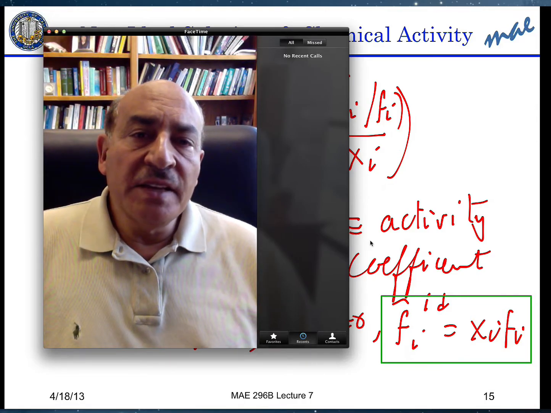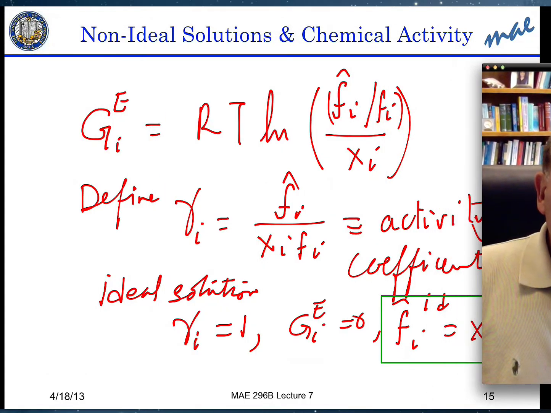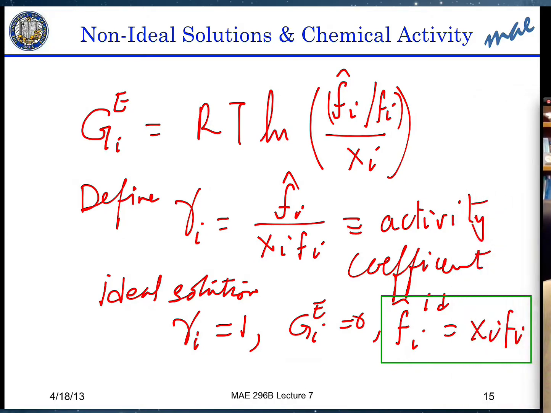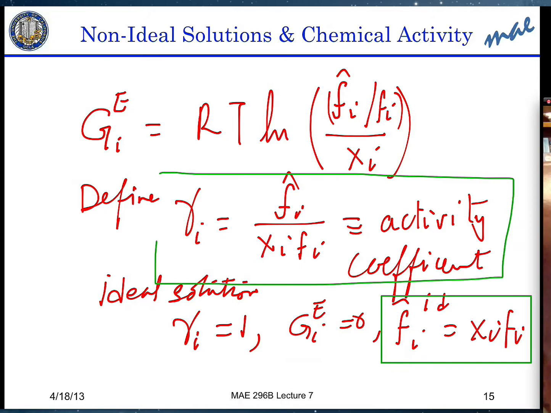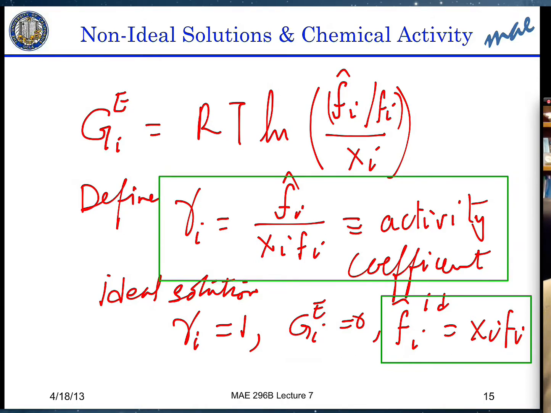But if we have a general system, then we just have to use the fugacity coefficient, and the fugacity coefficient here is given by this ratio. So this ratio defines the fugacity coefficient in solution.